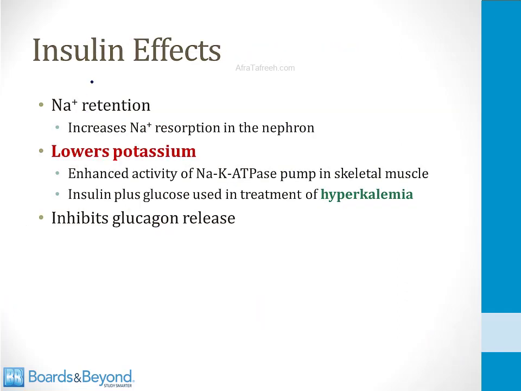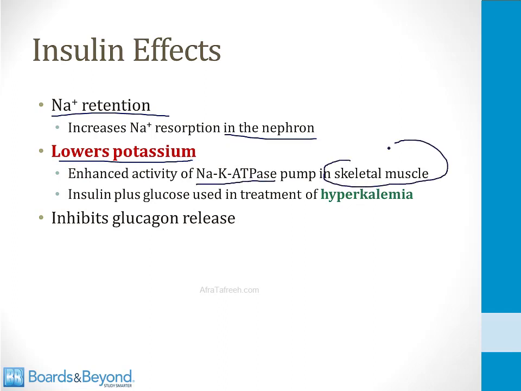Other effects of insulin: it's been shown to increase sodium retention by increasing the resorption of sodium in the nephron. It also lowers potassium. It enhances the activity of sodium-potassium ATPase pumps in skeletal muscle. This will bring more potassium into skeletal muscle cells and lower the serum potassium level.